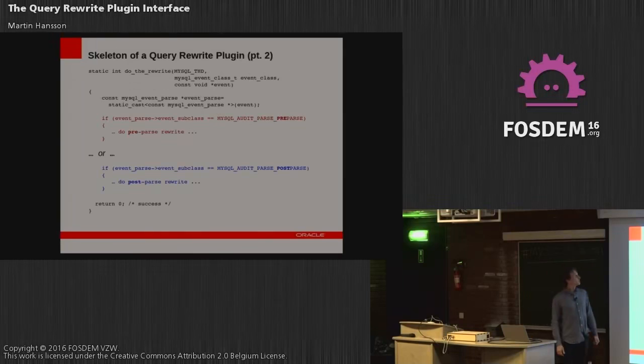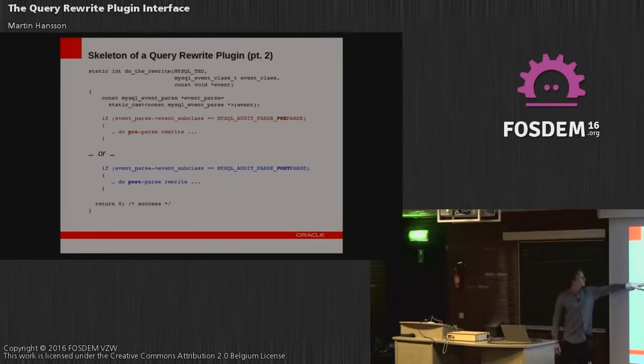And here you can look at the event class, and it can be either pre-parse or post-parse. So this is just for this example that we have a plugin that actually handles both pre- and post-parse plugins. In practice, you probably will not want to write a plugin that rewrites both before and after parsing. But I thought it was a good example. Moving on, return 0 for success.